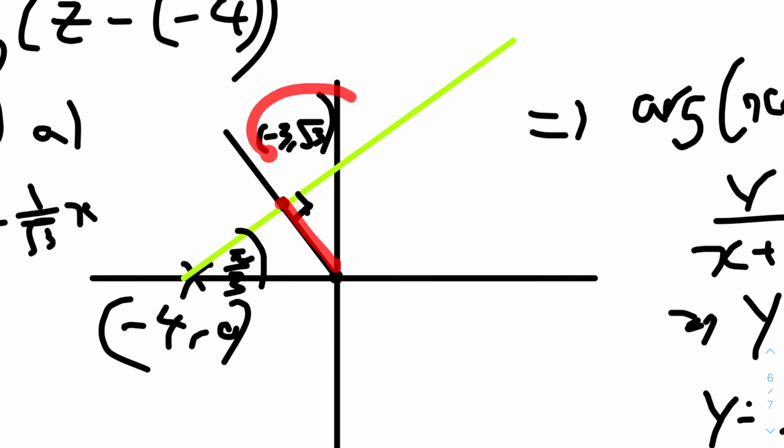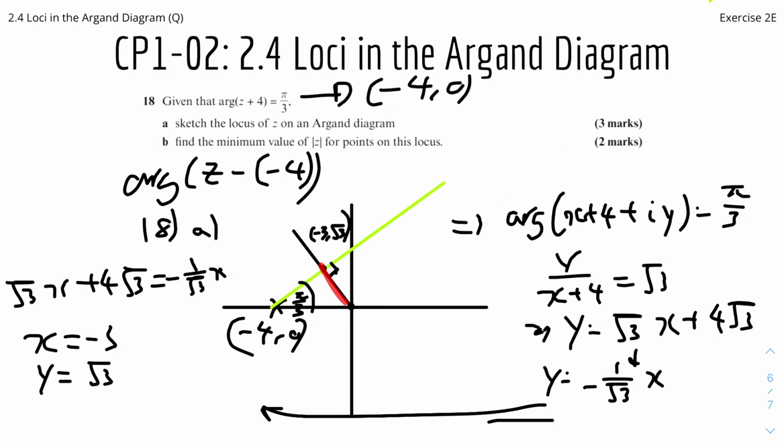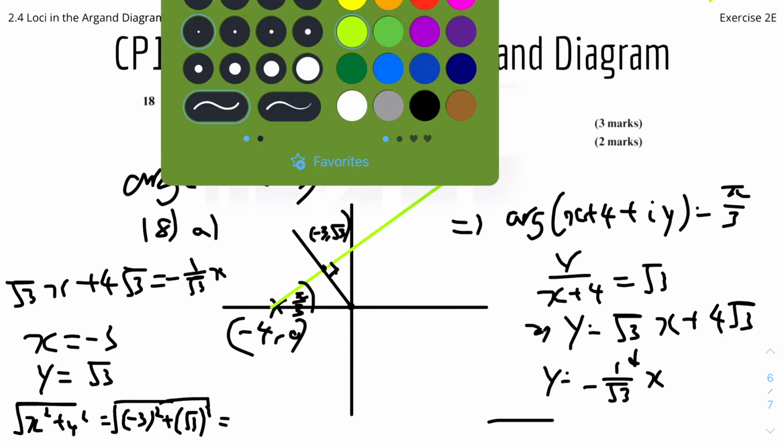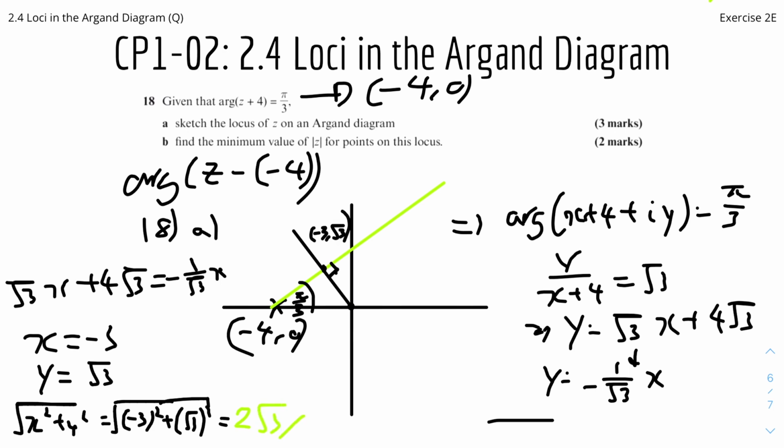And since we already have what this point is, we can just use the distance formula to find the distance of this, which is root of x squared plus y squared, which is equal to root of minus 3 squared plus root 3 squared, which is equal to, let me just put it into my calculator, minus 3 squared plus root 3 squared, which is equal to 2 root 3. Let me just write it down. Equal to 2 root 3. And this is the final answer.